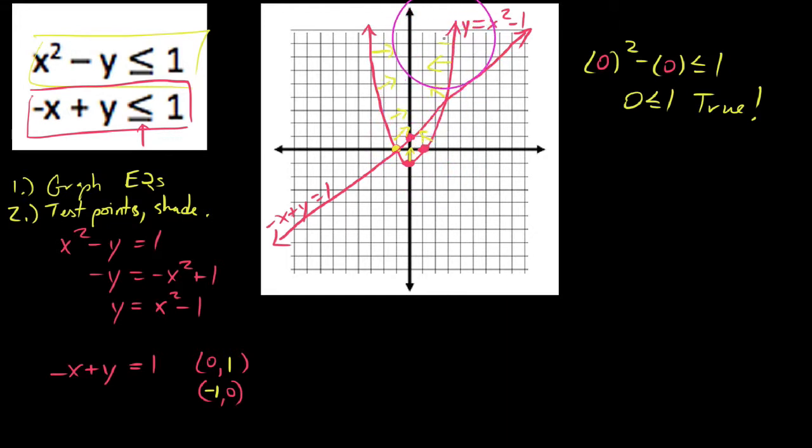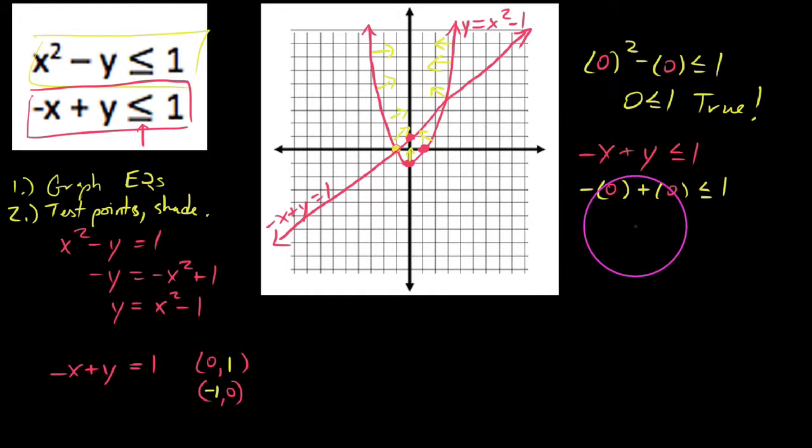Okay, so now we need to test a point on this linear inequality, which was negative x plus y is less than or equal to 1. And we'll test (0, 0) again here. So we'll take out all our x's and y's and put in a 0 and a 0. So we get 0 is less than or equal to 1, which is also a true statement. So with the line here, we say (0, 0) lies below it, so we're going to shade below this line.